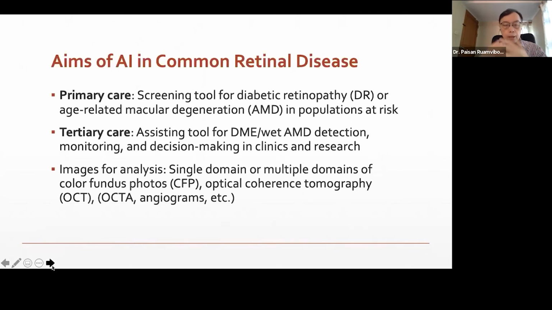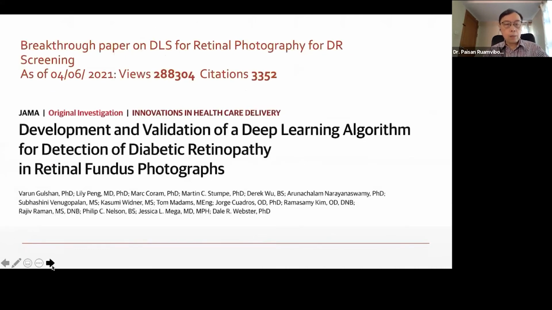Well, you have many kinds of retinal images for analysis, like color fundus photos, or OCT or OCT angiograms. Here's a breakthrough paper published in JAMA in December 2016. As of early this month, this paper has more than 280,000 views already, and more than 3,000 citations already.